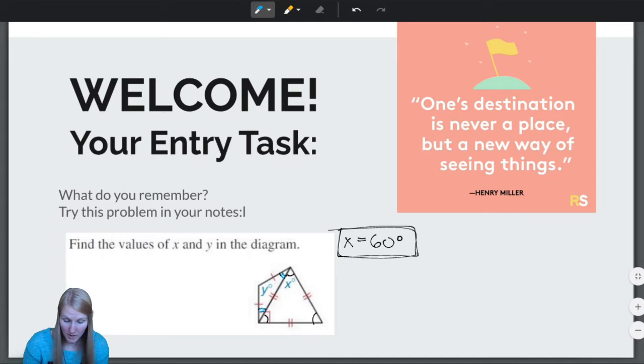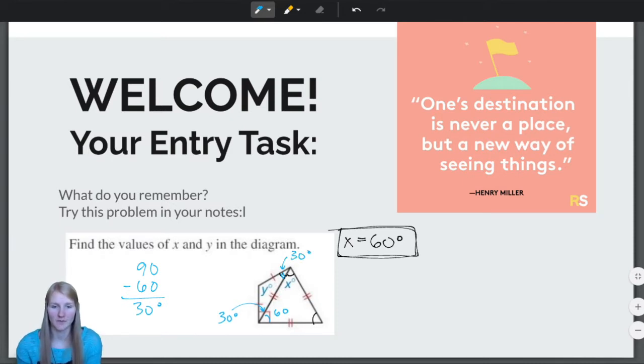But I know that this whole angle down on the right is a 90-degree angle. And if I know that part of it is 60, I can figure out what the other part of it is. That's 90 minus 60, which is 30 degrees. So this small angle on either side is 30 degrees. Both of them are 30 degrees because we have an isosceles triangle.